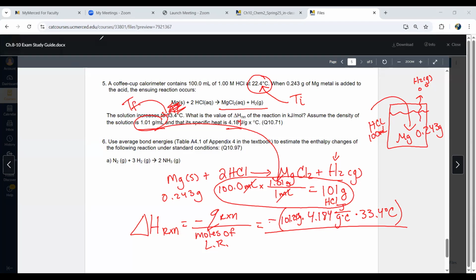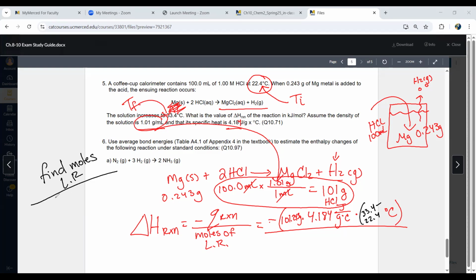Let's fix. So it's not 33.4. It is 33.4 minus 22.4. Okay. All right. And now moles of limiting reagents. So let's turn our HCl into moles. We have 100 mL. So now find moles of limiting reagent.